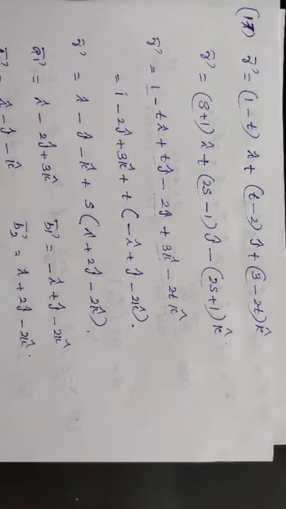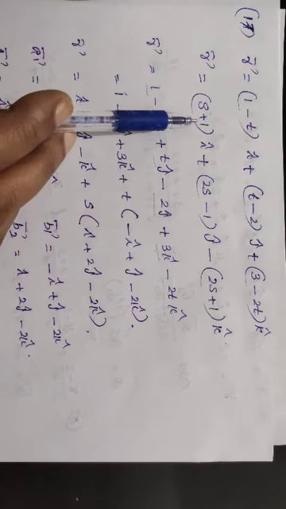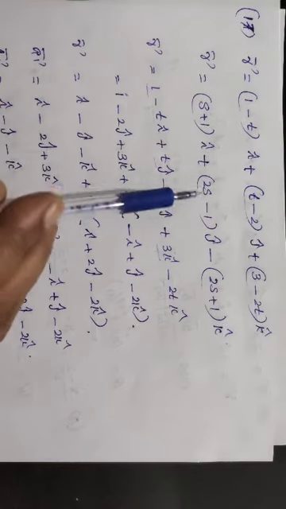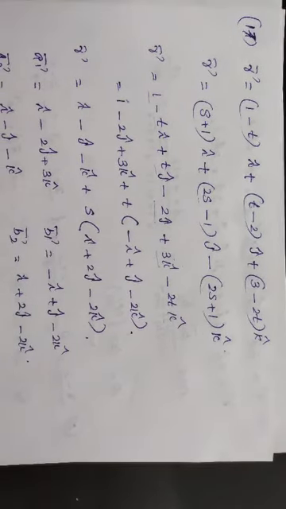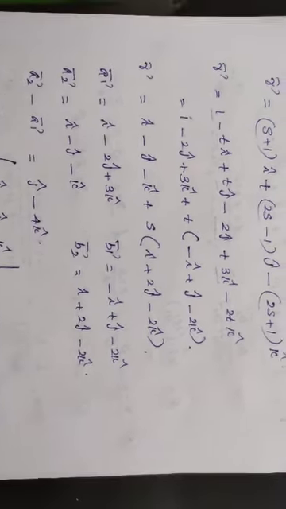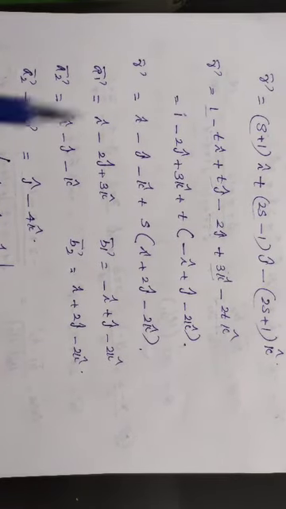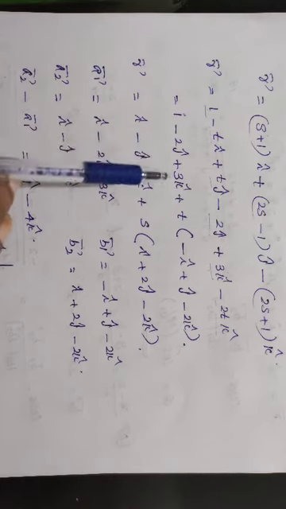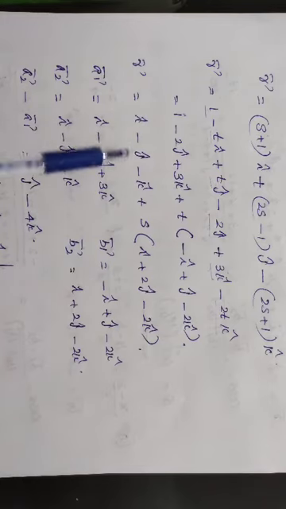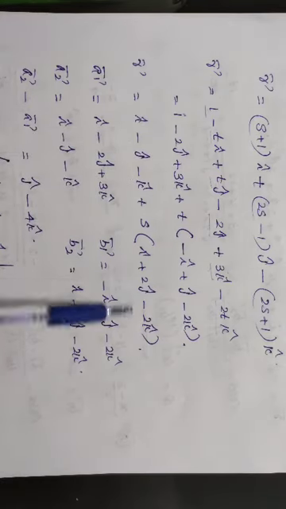Similarly we can change the second bracket, grouping the s terms together and the terms independent of s together. We can write the second equation as r is equal to i minus j minus k plus s into (i plus 2j minus 2k). First we have to write both the equations in standard form. The first equation is r is equal to i minus 2j plus 3k plus t into (minus i plus j minus 2k). And the second equation is i minus j minus k plus s into (i plus 2j minus 2k).